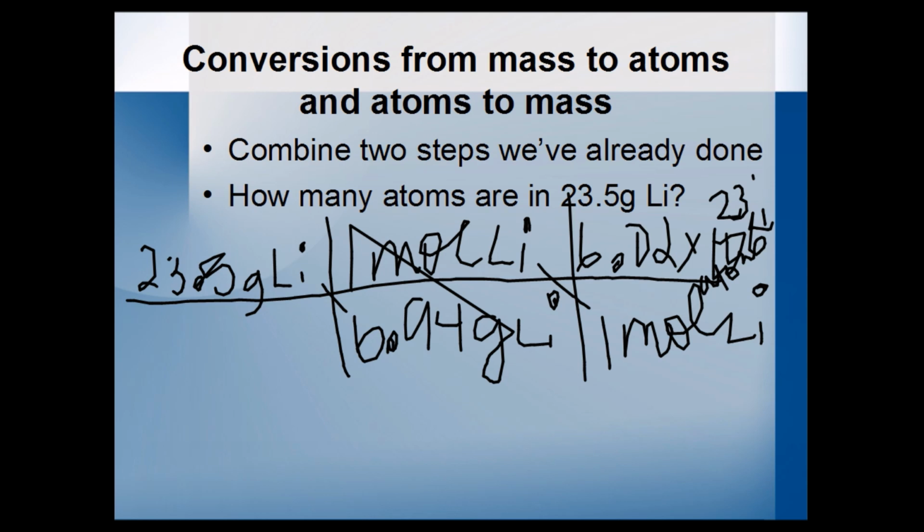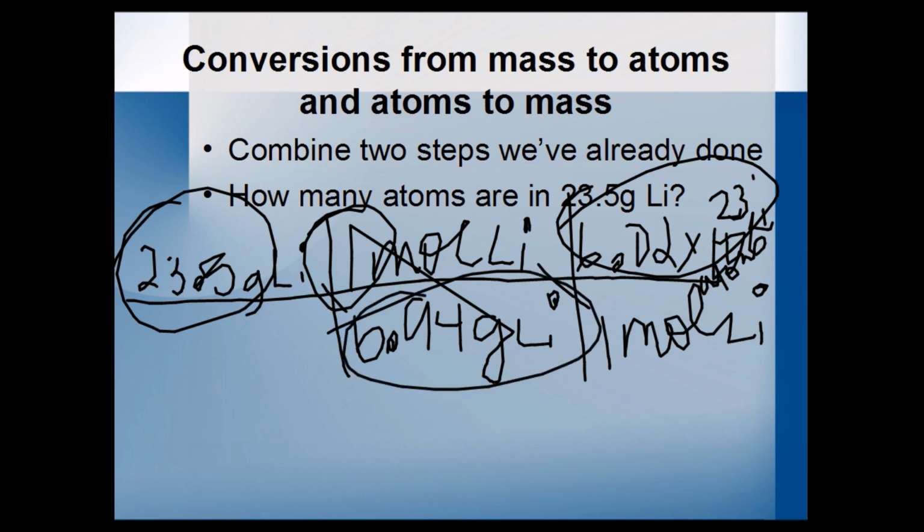Okay, so how do we calculate this? I'm going to say everything I'm doing, whether or not I need to do it or not. So, 23.5 times the 1 times this whole thing, 6.02 times 10 to the 23rd, divided by 6.94 divided by 1. Realize the ones you don't actually have to do.